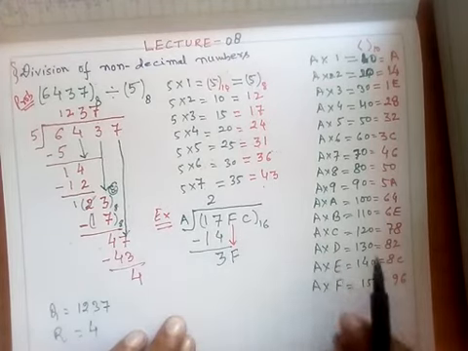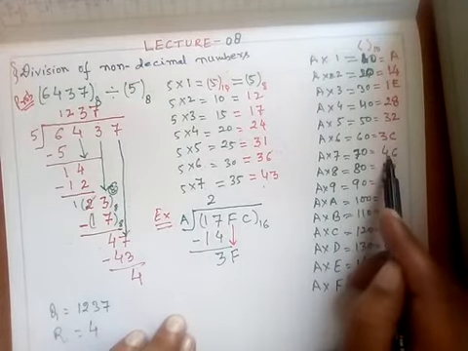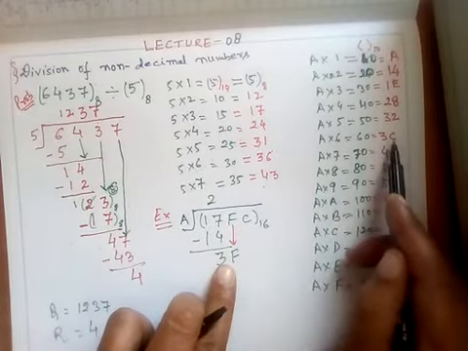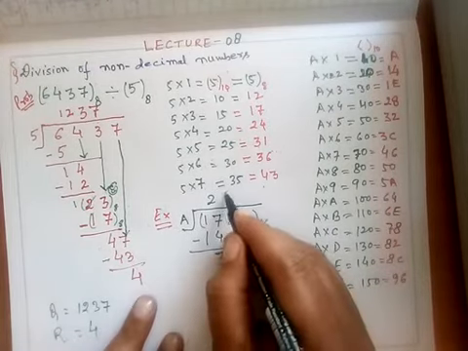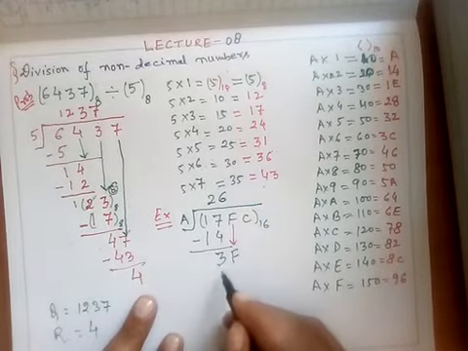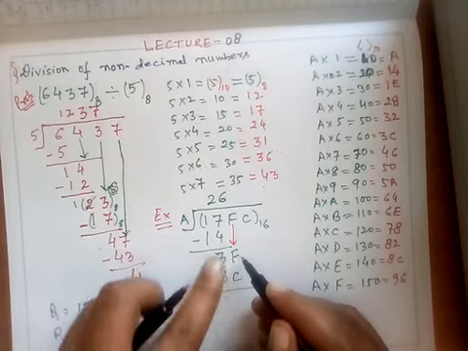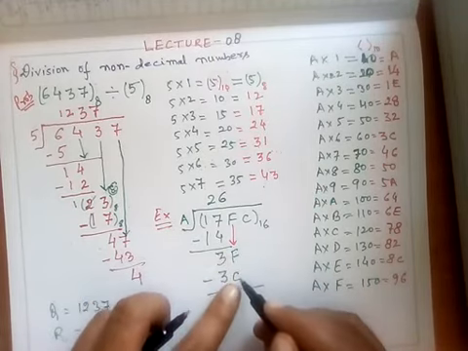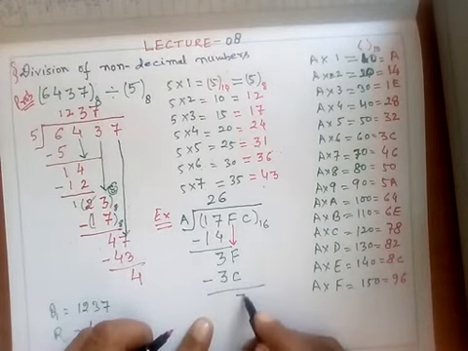3F. Now look at this 3F in the reference table. Here you are getting 3C and this is 46. 46 is exceeding this 3C. It means A into 6 is 3C. So I'll get A into 6. A into 6 is 3C. And I subtract this. F is 15 and C is 12. 15 minus 12 is 3.